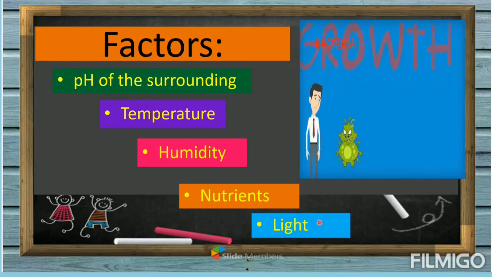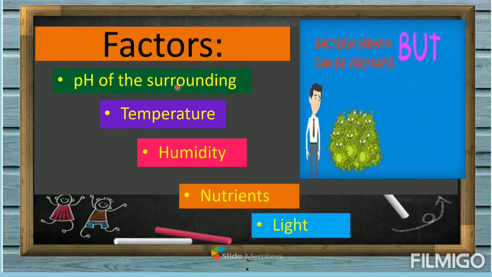So kindly repeat after me. pH of the surrounding, temperature, humidity, nutrients, light.